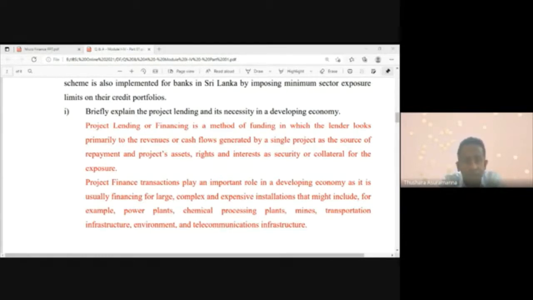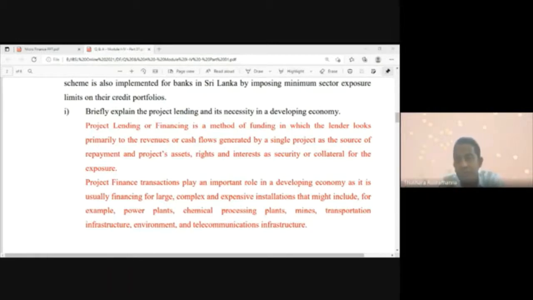If you take the first part, they describe the project lending, where the lender looks primarily to the revenues or the cash flow generated by the single project. That's fine. The input that we can mention here is that the bank primarily looks into the cash flows of the particular project. What cash flows? It's projected cash flows, future cash flows.